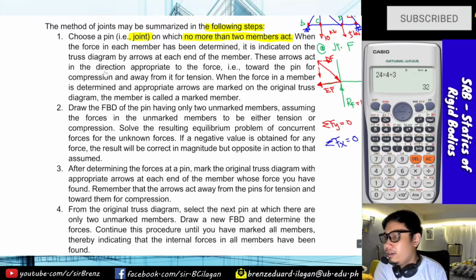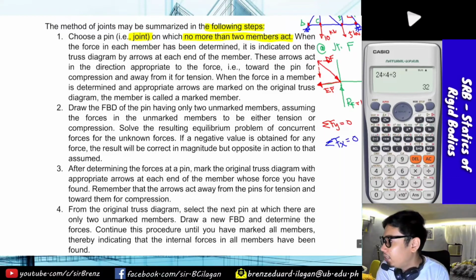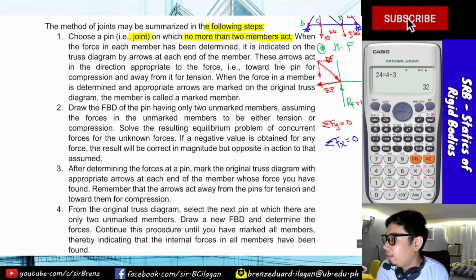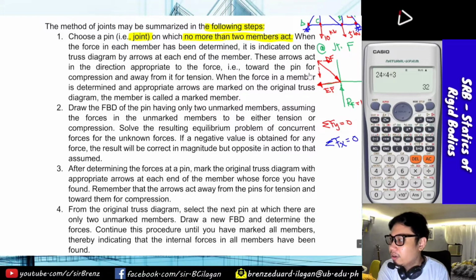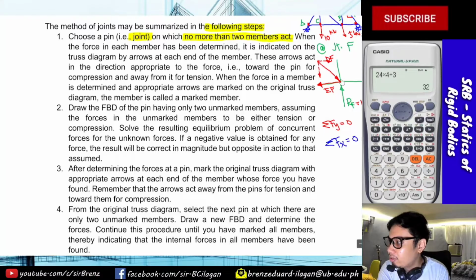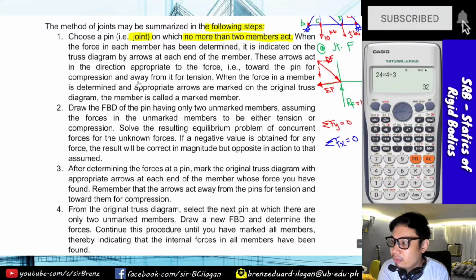Okay, so when the force in each member has been determined, it is indicated on the truss diagram by arrows at which end of the member. These arrows act in the direction appropriate to the force. So toward the pin for compression, ayan siya. Kung papasok do sa pin or do sa joint, compression siya. And if away from it, so this is in tension, palabas. Okay, so toward the pin, yan, bumalik lang ako.